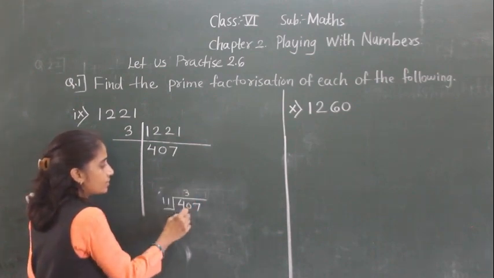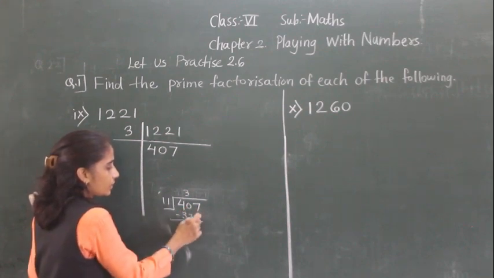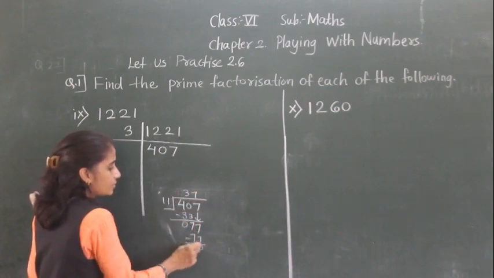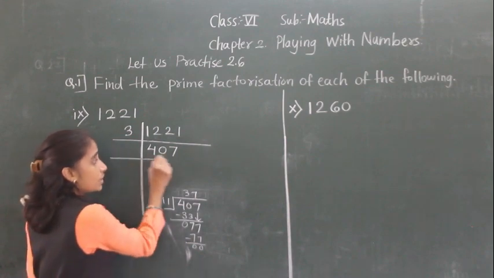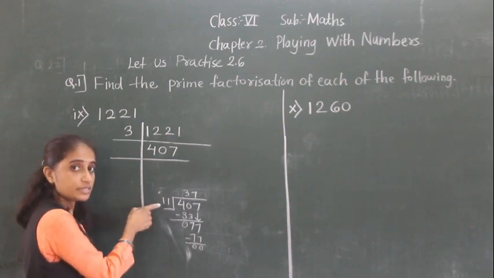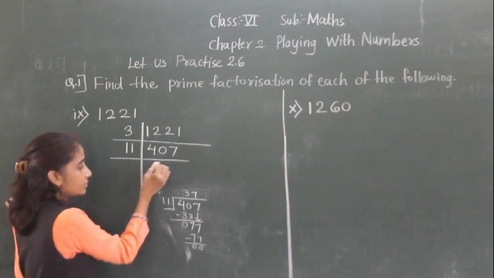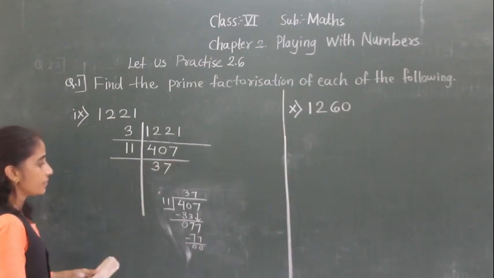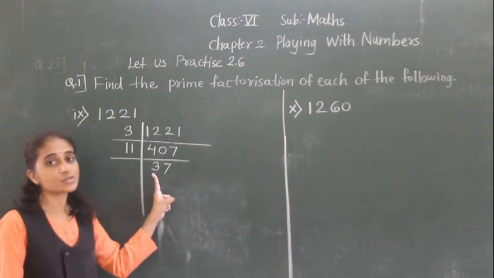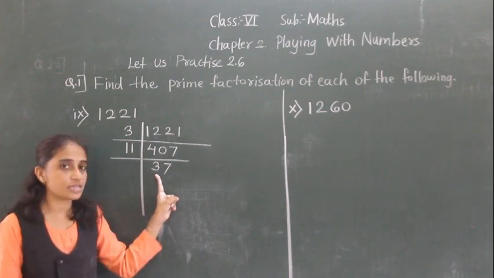11 3s are 33. See, the remainder is 7. 11 7s are 77. So, this number is divisible by 11. 11 3s are 33. 11 7s are 77. So 37 we got here. So what is 37? It is a prime number. 37 is a prime number.